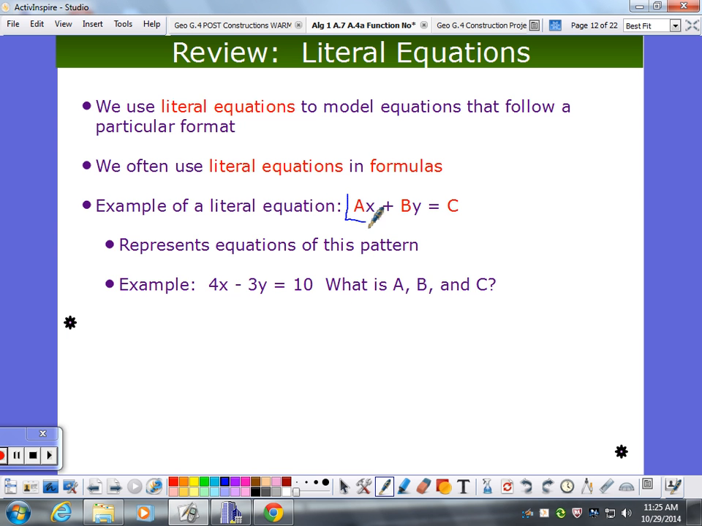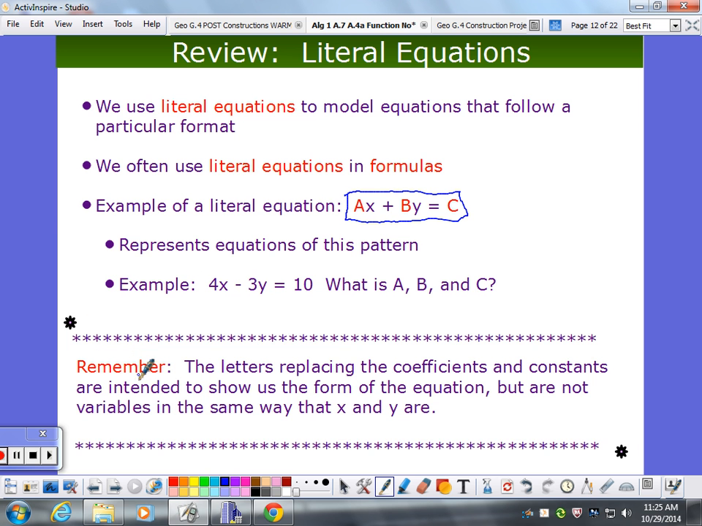You guys remember standard form? Yeah? AX plus BY equals C. Linear equations, right? There's really only 2 variables here. It's a model showing if you have something that kind of looks like that, I can find A, B, and C. And we use literal equations a lot in formulas. So we solve for these different things. Now the letters and coefficients here are not really the variables. They're just showing a pattern.